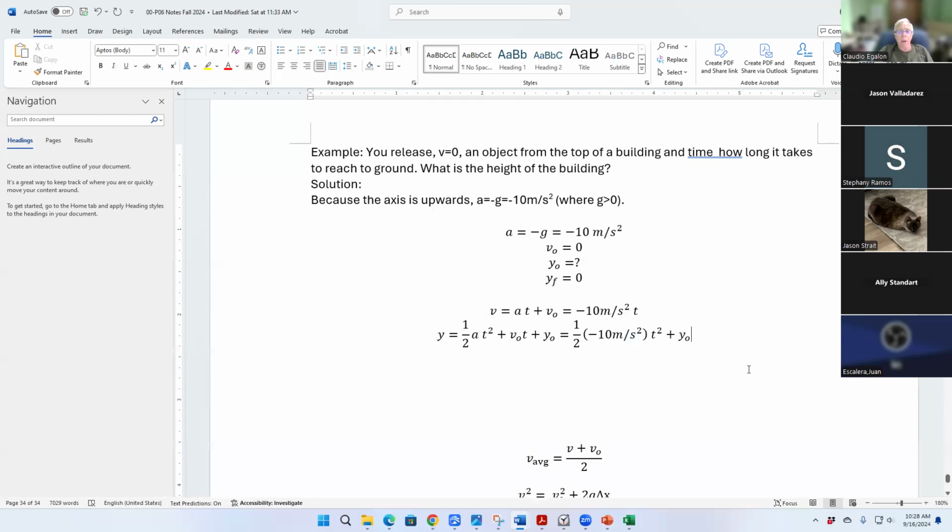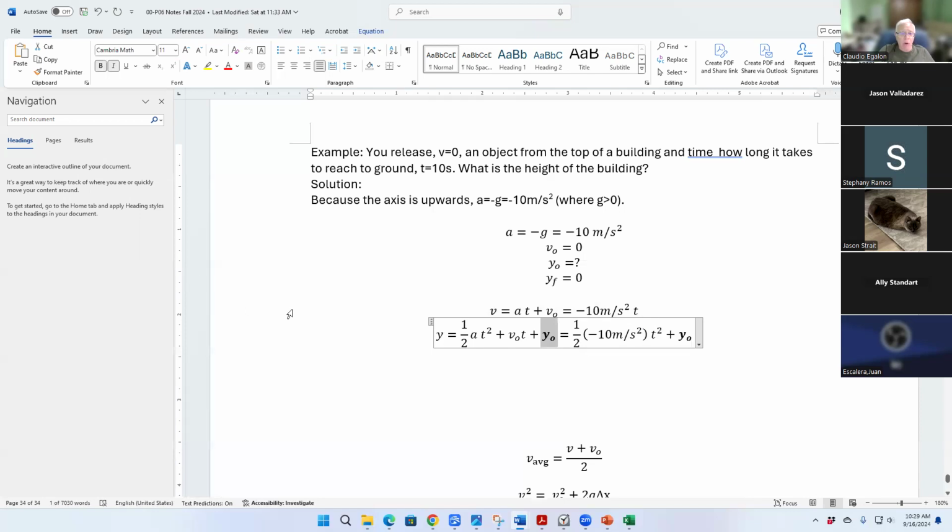We do know, and I'm going to use some numbers here, the time it takes to reach the ground. Let's see, t is equal to 10 seconds. What's the height of the building? You perform this experiment, and it takes 10 seconds for this object to reach the ground, right? t goes right in here. So the height of the building is right in here. That's the one that you want to know.